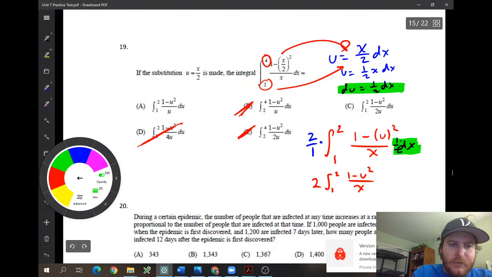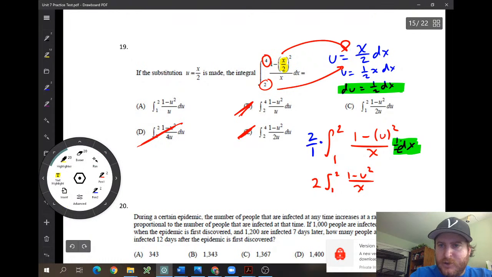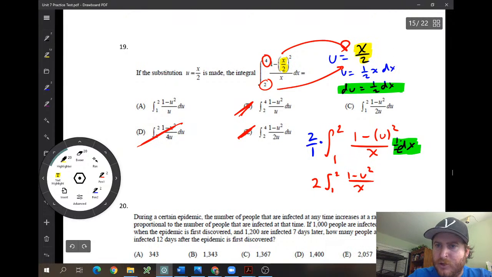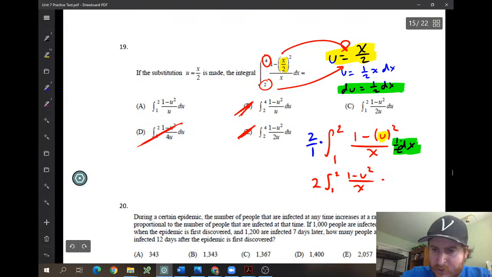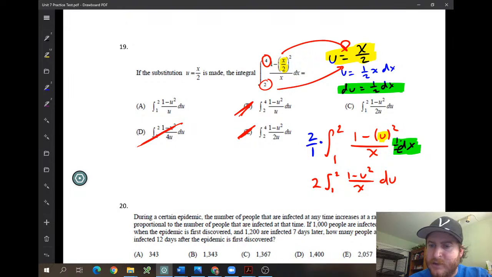And the x over 2, oops, that shouldn't have had a dx in there. The x over 2, that's what became u, right? That's what became u. So this is going to become du. I still have this extra x in here, because we never got rid of it. So what we have to do here, which is kind of tough, is we have to take this guy and isolate for x.